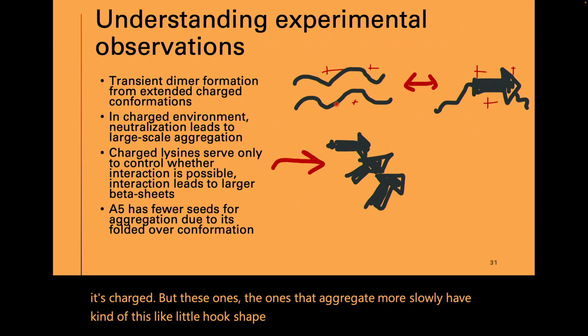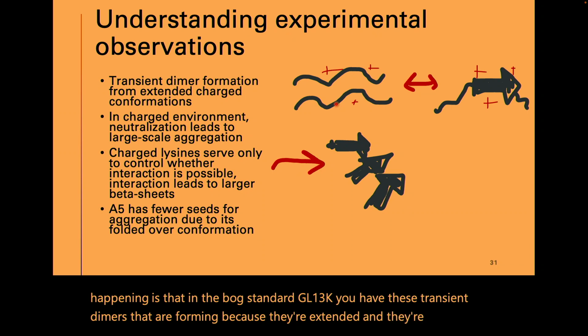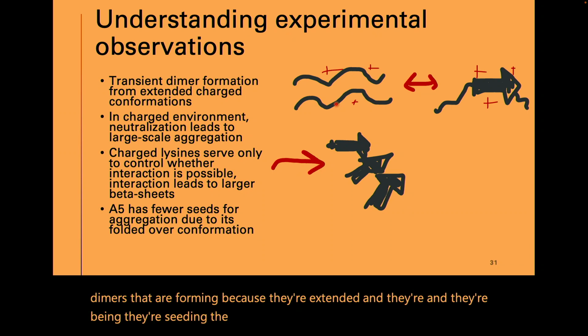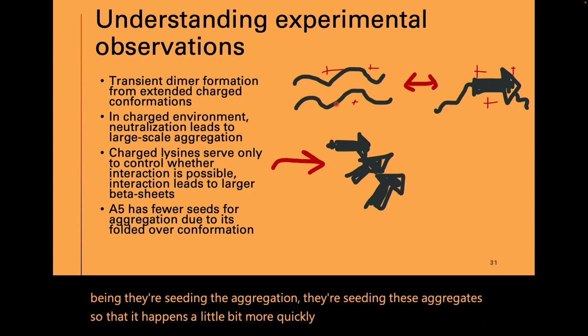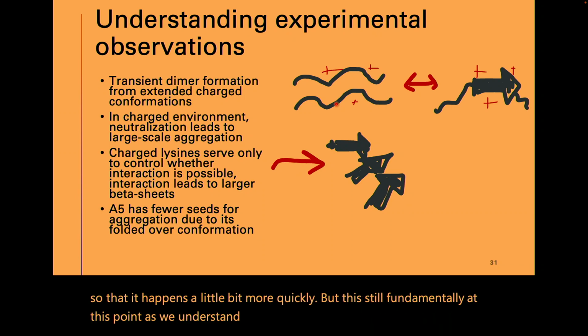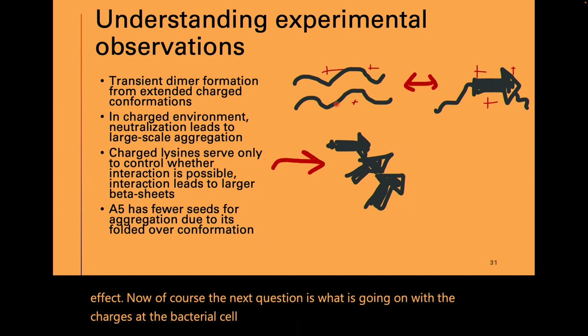And so we think what's actually happening is that in the bog standard GL13K, you have these transient dimers that are forming because they're extended, and they're seeding the aggregation. They're seeding these aggregates so that it happens a little bit more quickly. But this still fundamentally, at this point, as we understand it, comes down to very much just a charge effect. Now, of course, the next question is what is going on with the charges at the bacterial cell membrane? That's an answer for another day because we're still working on it, but it's an interesting question.